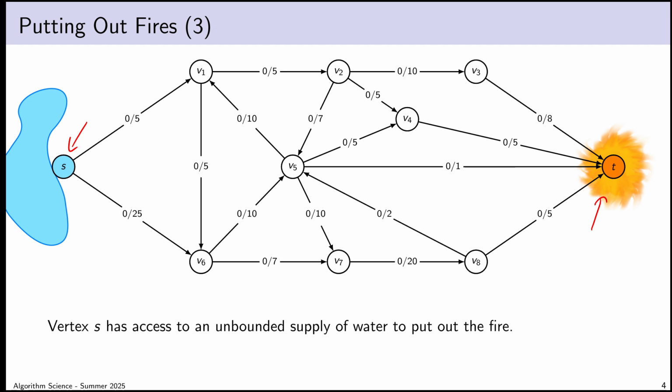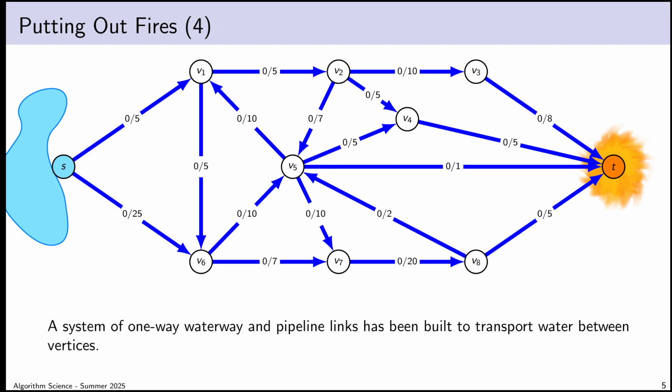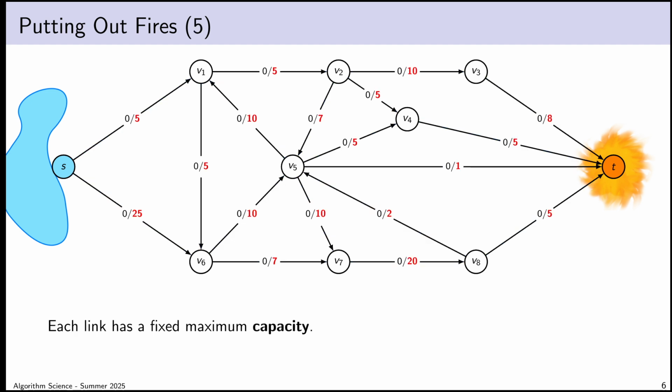And second, I've created this network of pipeline links between vertices. Now, each of the links in my pipeline has a different capacity. So for example, I can transport up to 5 units of water from vertex S to vertex V1. But I could also transport up to 25 units of water from vertex S to V6. And each of the links in my pipeline network has a capacity that is specific to that link.